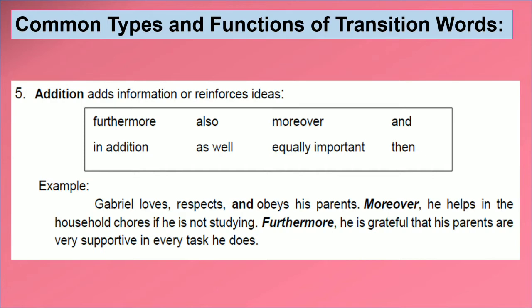So Gabriel loves, respects, and obeys his parents. So meron ng loves, meron respects. Pero gusto mo pang dagdagan. Kaya ginamit mo si and. Dinagdagan mo ng obey. Moreover, he helps in the household chores if he is not studying. Furthermore, he is grateful that his parents are very supportive in every task he does. So, ito na ang addition na transition words.